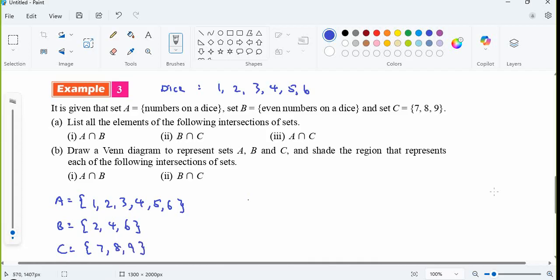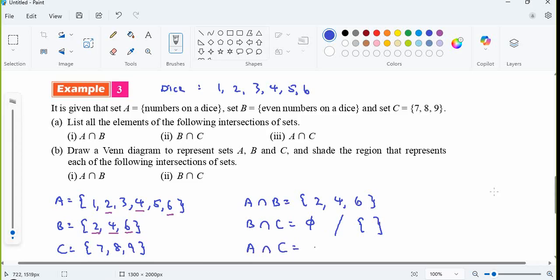So A intersect with B is 2, 4, 6. And then B intersect with C is the null set. The null set we can write using this symbol, or a curly bracket without any element inside. And A intersect C is also an empty set, a null set.